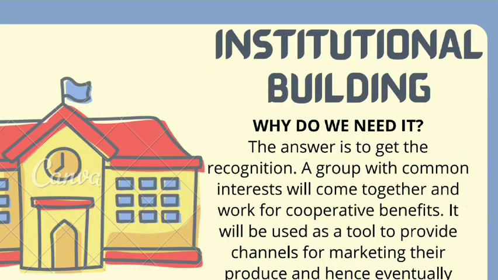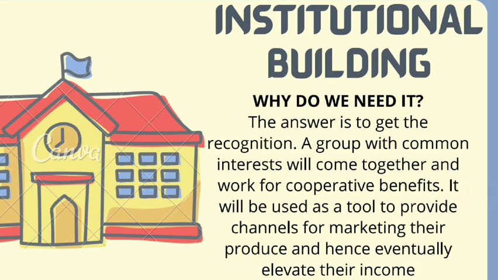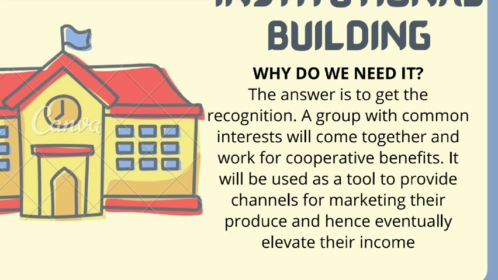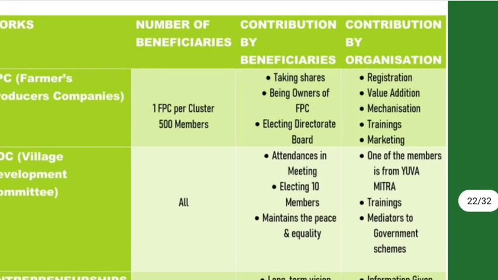Last but not least, let's move ahead to institution building. So why do we need institution building? The answer is to get recognition. A group with common interests will come together and work for cooperative benefits. It will be used as a tool to provide channels for marketing their produce and hence eventually elevate their income. So this table explains FPCs and VDCs, as you can see in the leftmost column.